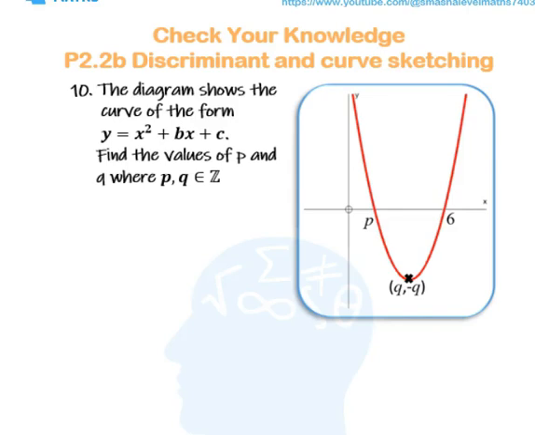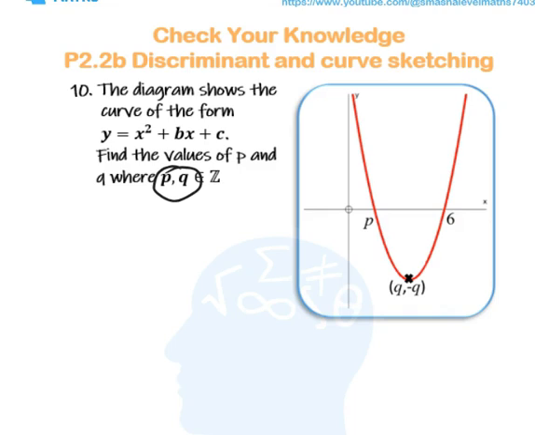So we've got this diagram of a curve and we've got to figure out what the equation of the curve is. And the way into this one is the fact that we know we've got to find two variables, p and q. So if we've got to find two variables, it means we're going to need two equations. So we've got to figure out a way to get those two equations.